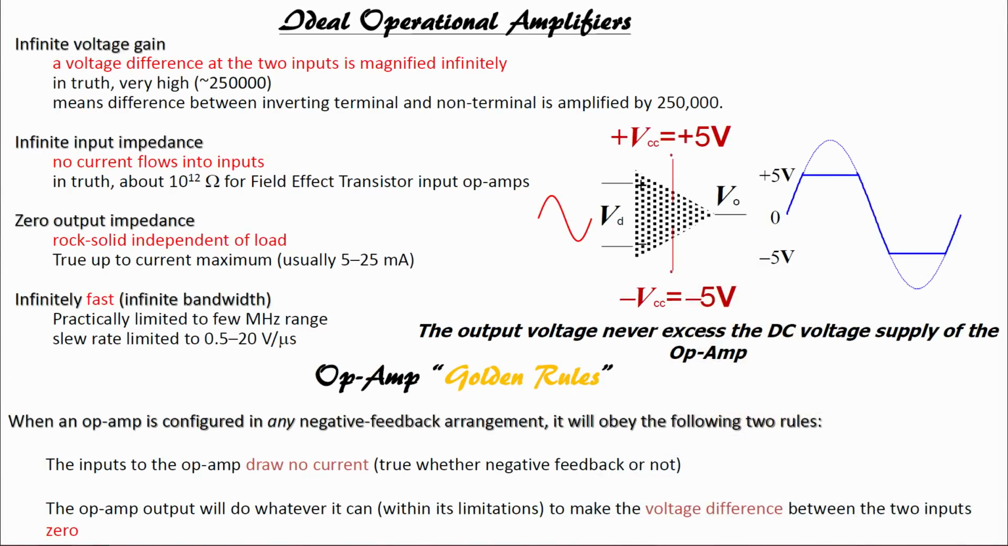Then we have seen the ideal op amp, and the ideal op amp has a few characteristics such as infinite voltage gain, infinite input impedance, 0 output impedance, infinitely fast. Of course, the op amp has two golden rules, which we have discussed. First is that the input to the op amp draws no current, and second is that the output will do whatever it can to make the voltage difference between the two inputs 0. These are the two golden rules.